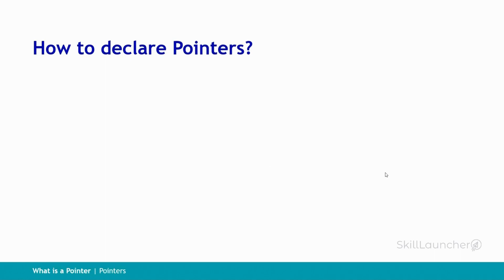Now how to declare a pointer? Due to the ability of pointer to directly refer to the value that it points to, a pointer has different properties when it points to a character than when it points to integer or float.